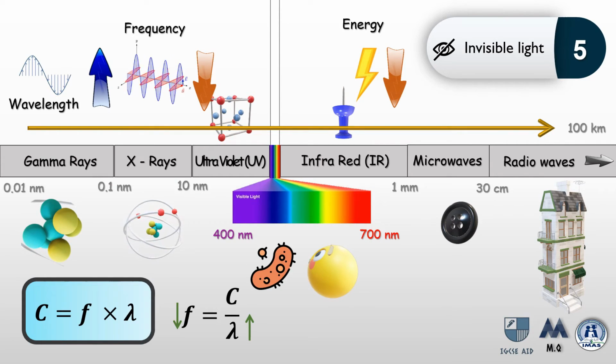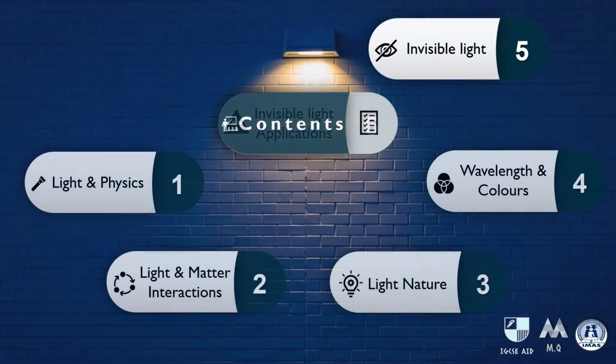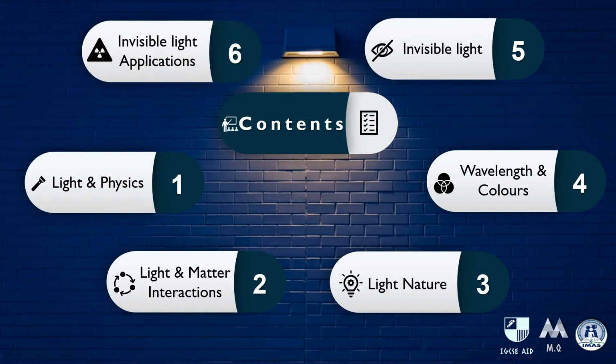What is special about the visible light that we can see? Nothing really. It's the same as the rest. It has wavelength and all the properties. The only special part about it is that when it enters our eyes, we can detect it. It's like our eyes are measuring devices. Now let's look at some of the applications of the invisible light.